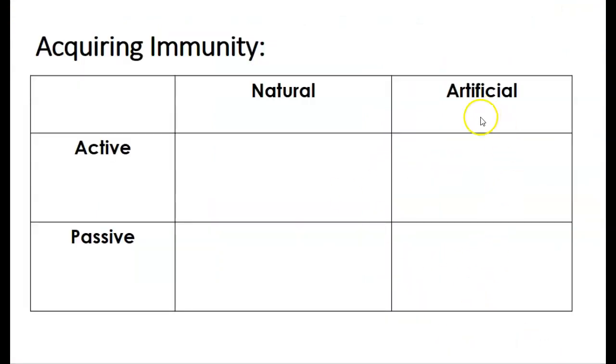The last one then is artificial passive immunity. So how can we acquire antibodies under passive circumstances, under clinical circumstances? Used as an emergency treatment against infection. So the best examples we have are antivenoms.